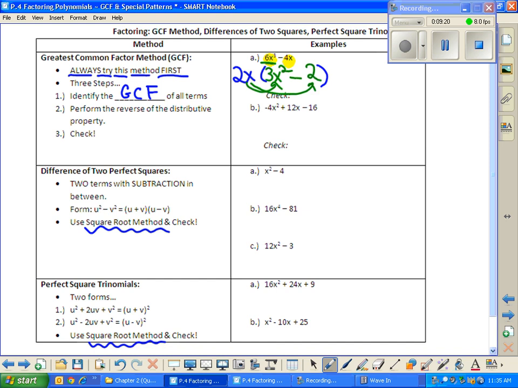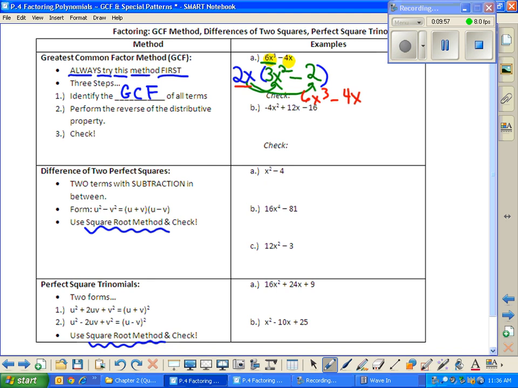Yeah. 2x times 2 gets you 4x. You check it with the distributive property. So we ask ourselves, 2x times 3x squared, that is indeed 6x cubed. And 2x times negative 2 is, ooh, sorry. So we had 6x cubed minus 4x. So I did my distributive property, and look, I got the original problem back out. If you don't get the original problem back out, you messed up. Try again.